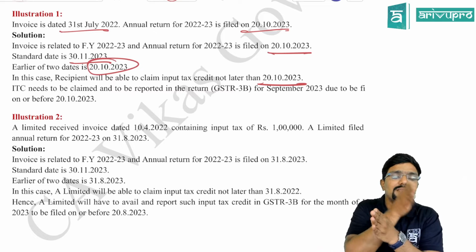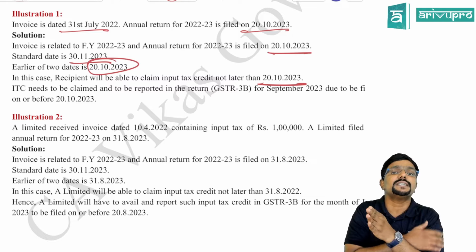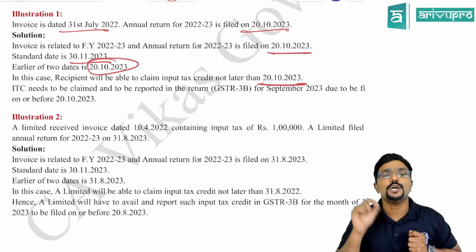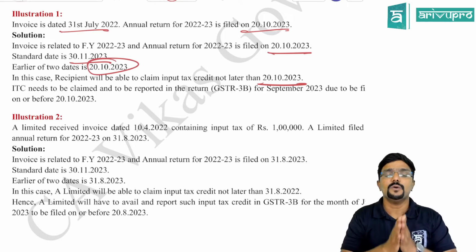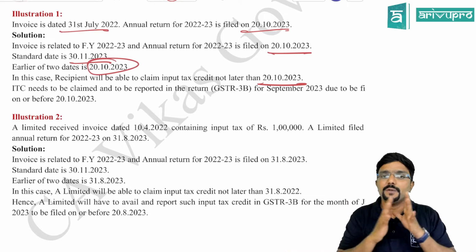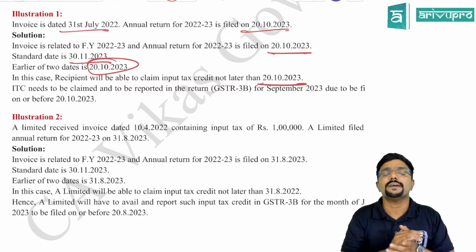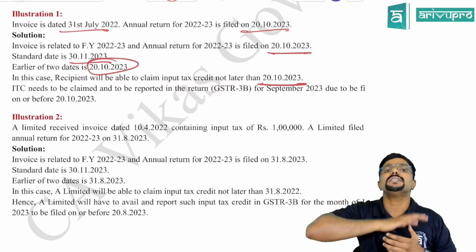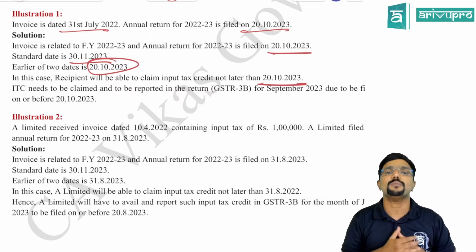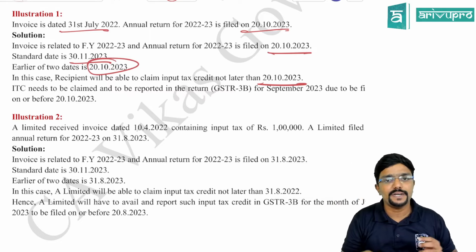So before 20th October, the latest GSTR-3B you will file is for September. When do you file it? On or before 20th October. So for any inward supply you have taken in 22-23, you can claim the credit at the maximum in the September month GSTR-3B, which you will file on or before 20th October.